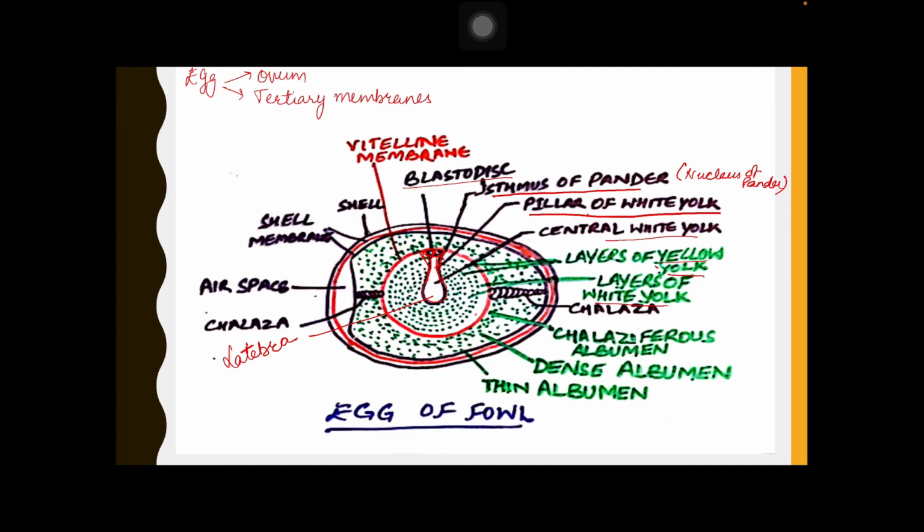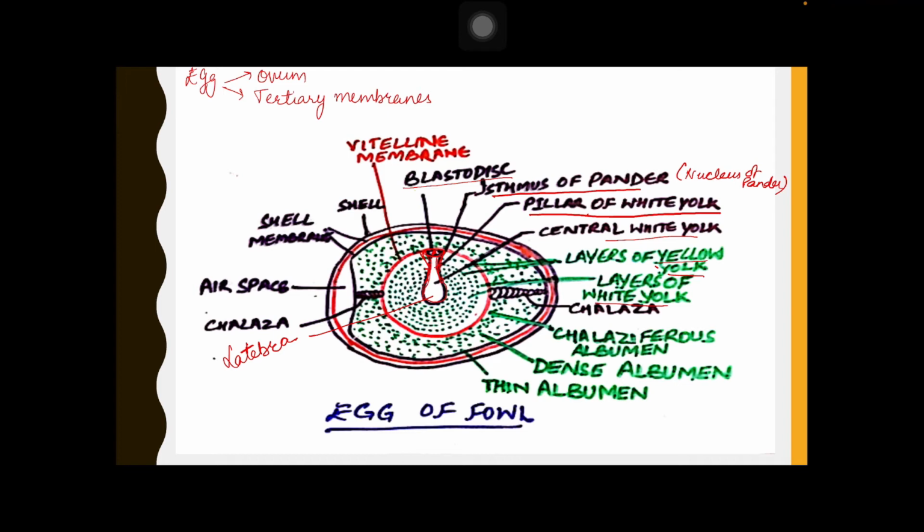White yolk expands just below the blastodisc, and that is called the nucleus of Pander or isthmus of Pander. Now around this latebra, the white and yellow yolk, the green dots in green color, so this represents the yolk. I have drawn it in layers.